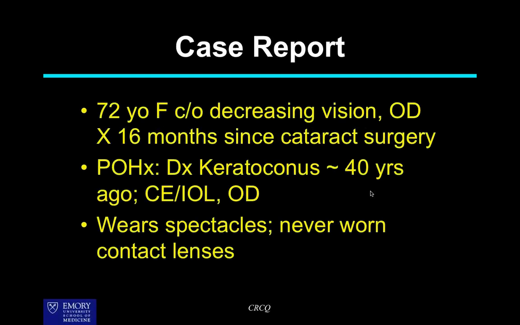All right. Thank you, Ed. Next case report. Very recent. A 72-year-old female presents complaining of decreasing vision in the right eye for the last 16 months since she had undergone cataract surgery. Past history was positive for keratoconus, which she said had been diagnosed approximately 4 years ago.